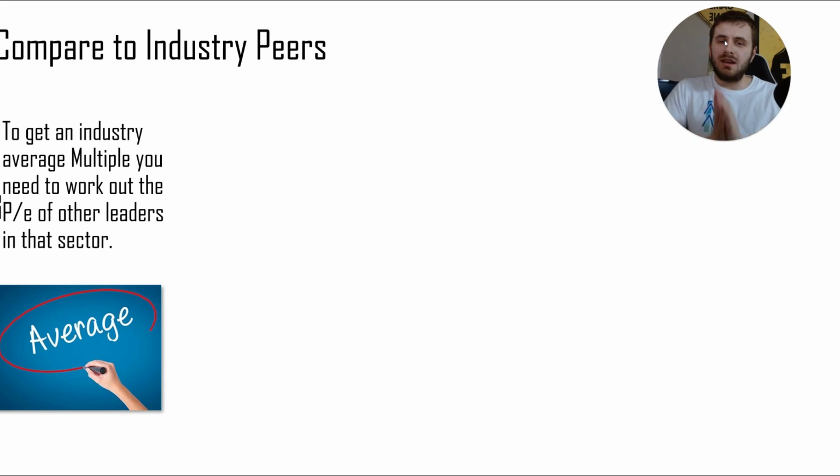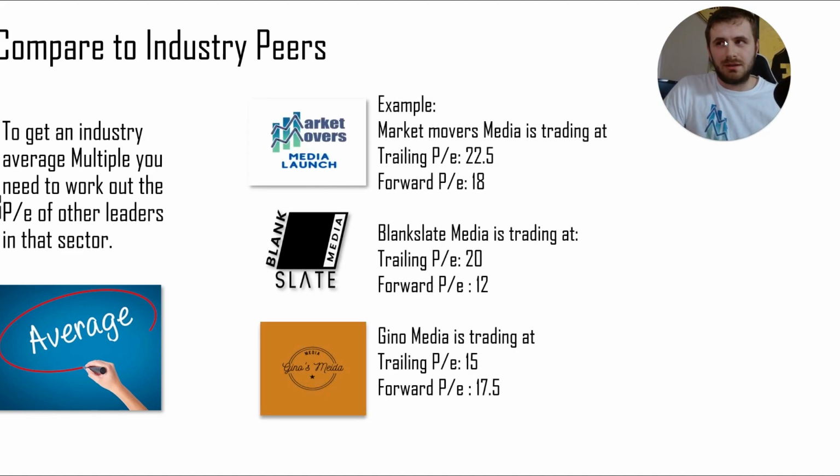So the next thing to do is to look at its industry peers. People that are its competitors are very good to base your disadvantages and your advantages off. So the industry peers, we can take a look at as an example here. I've used our own example again.